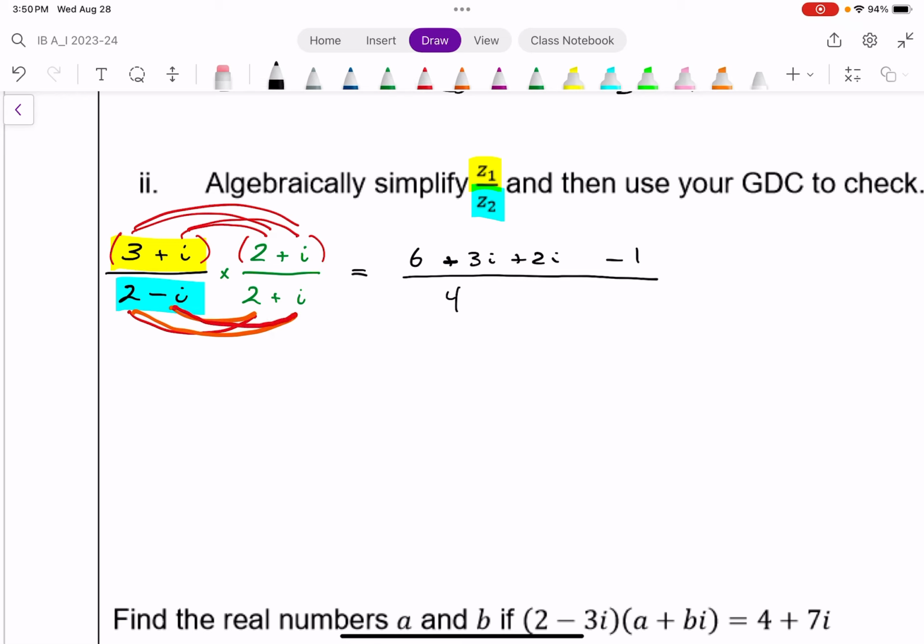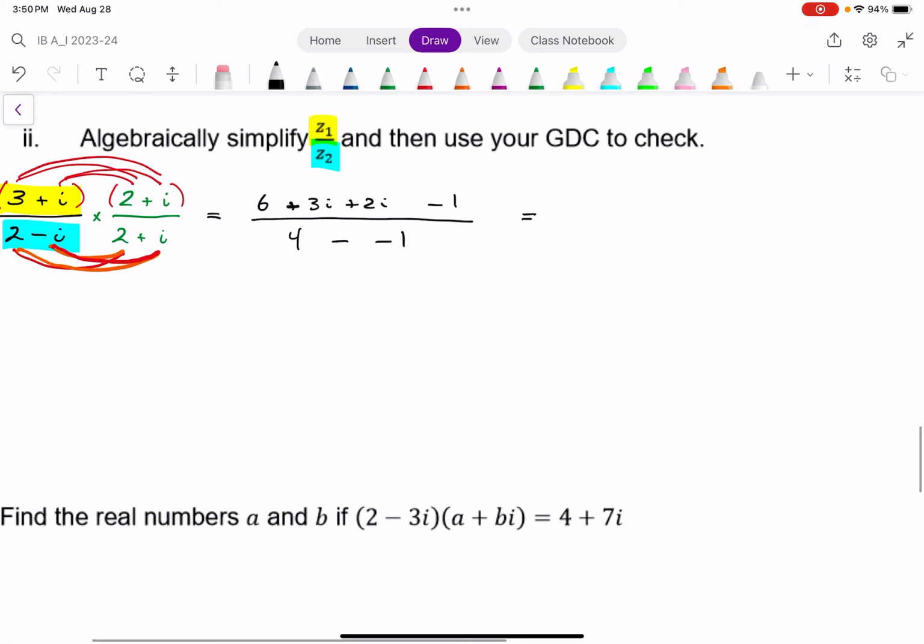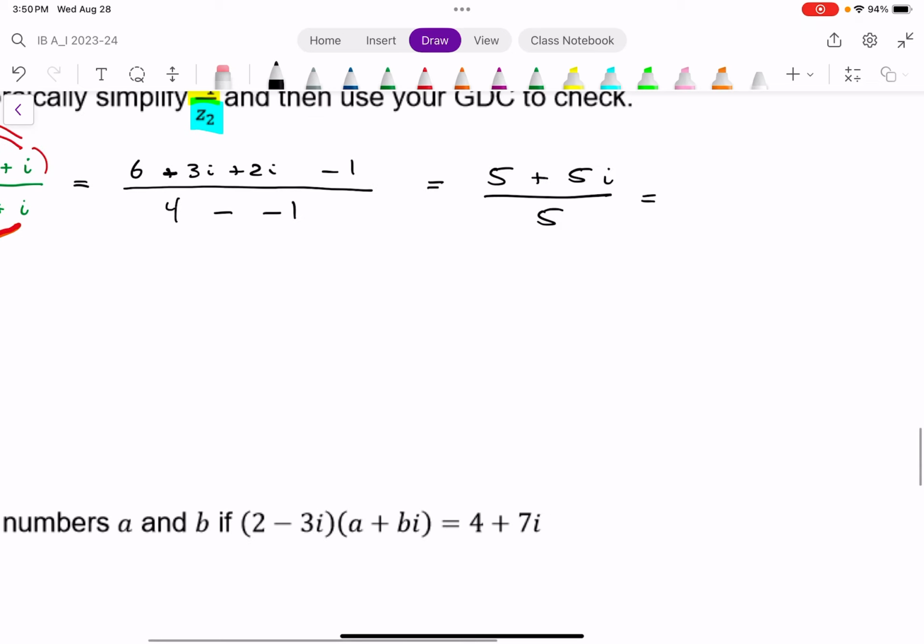Now we got to be careful here. i times i is -1, but it's minus i times positive i, so we're subtracting that. So really when I clean this up, in my numerator I have 6 minus 1, which is 5, plus I have 3i plus 2i, which is 5i. In my denominator I have 4 minus -1, which is 4 plus 1, which is 5. And this can definitely be simplified. Both my terms in the numerator are exactly 5, so if I divide everything by 5, I get just 1 plus i. It's actually quite a pleasant expression.